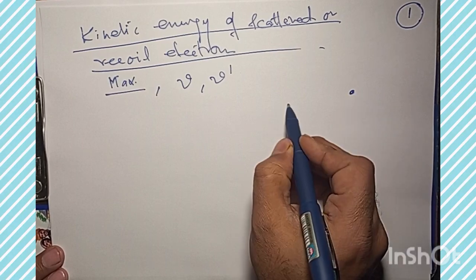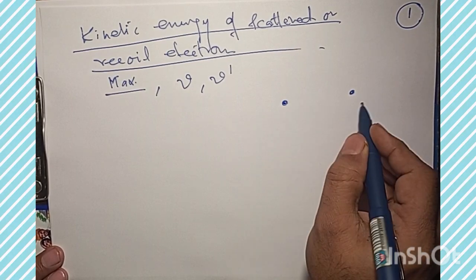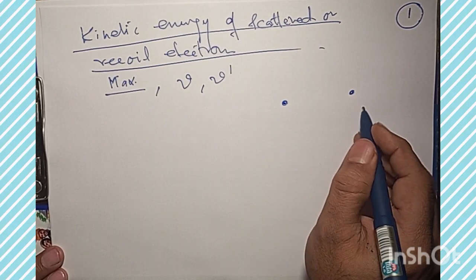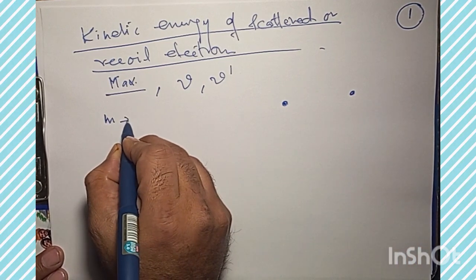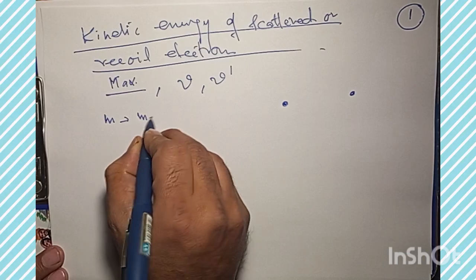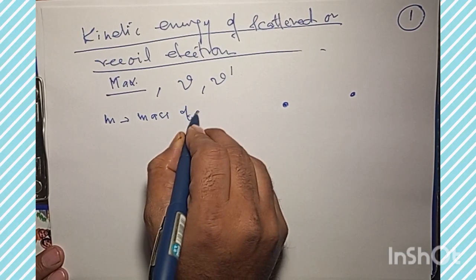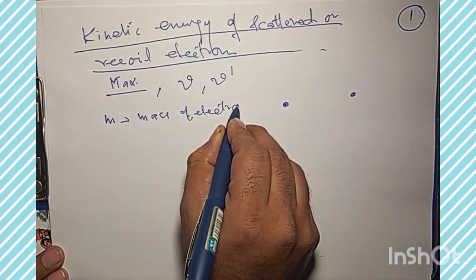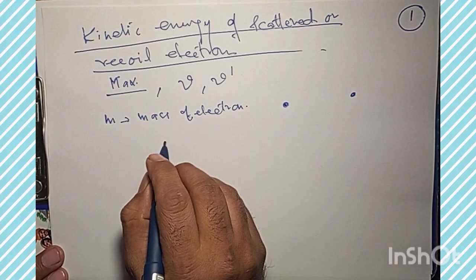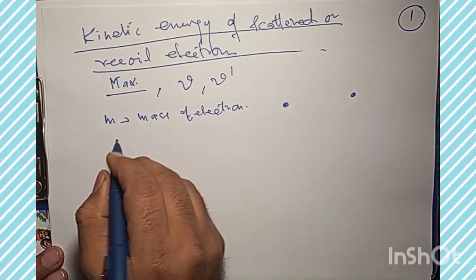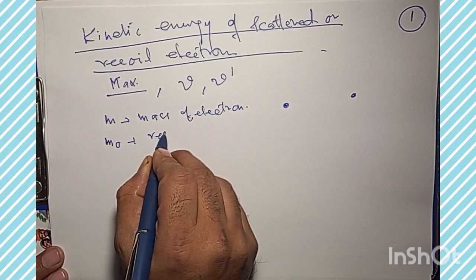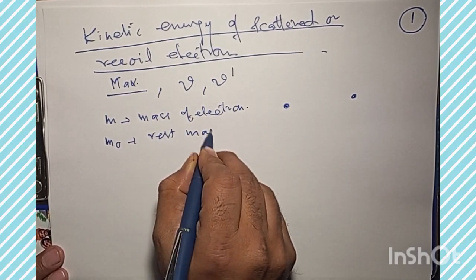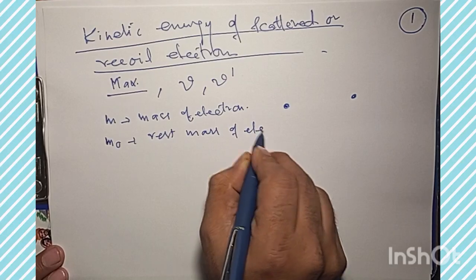So we have a photon and we have an electron. In this case, now if I assume that m is the mass of the electron, and m naught is the rest mass of electron.